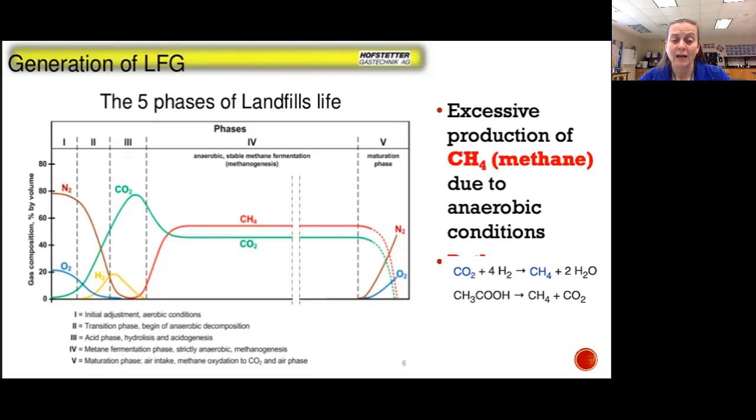This obviously does not need to be memorized in any sort of way, but I think it's interesting to see how the gas concentrations change over time. This fourth phase, this anaerobic phase, during where methane is generated, begins after less than a year in a landfill and can last for up to 20 years. Carbon dioxide levels usually go down because that production of methane actually converts some of the carbon dioxide into methane.